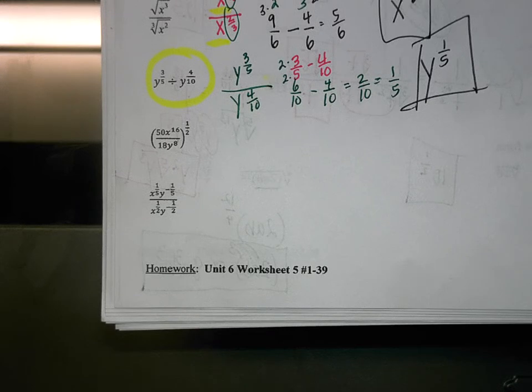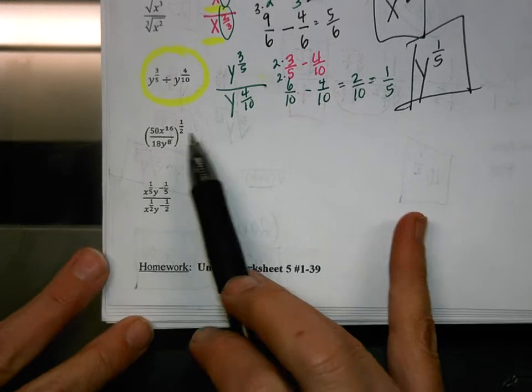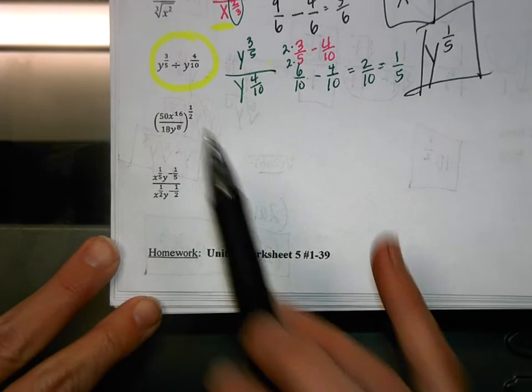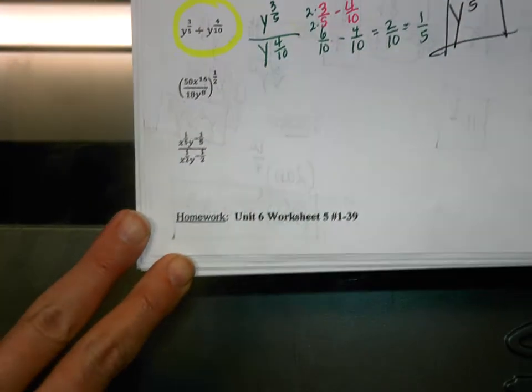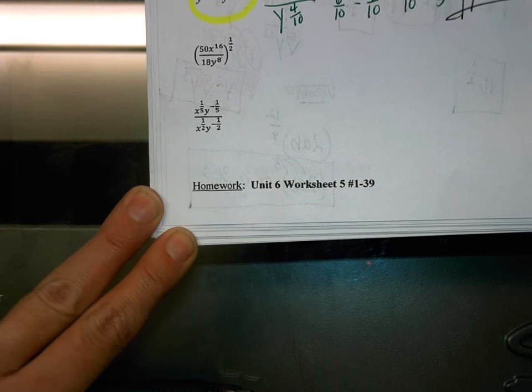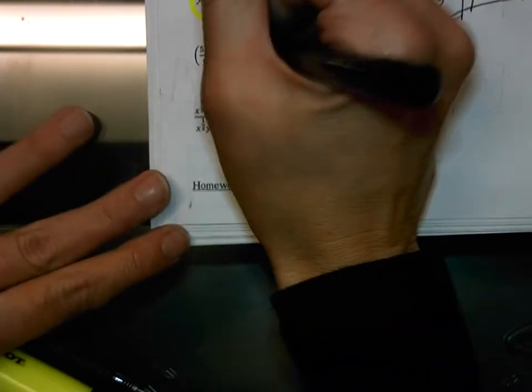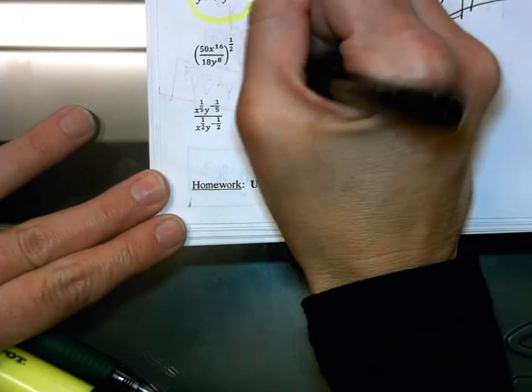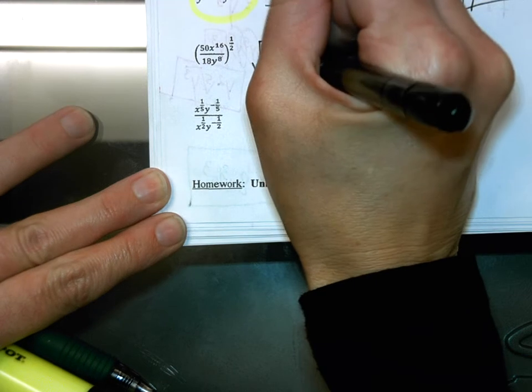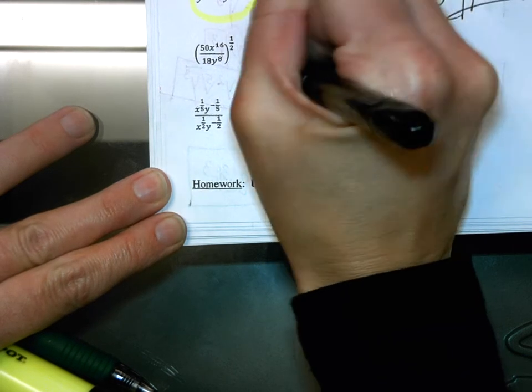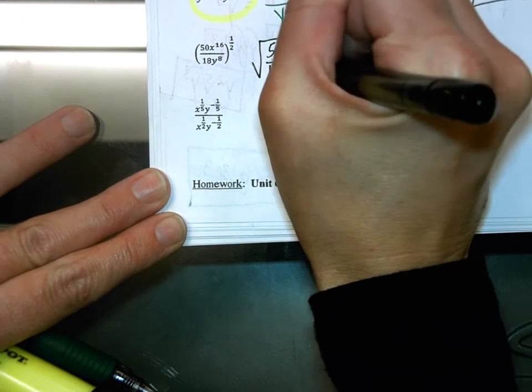Okay, next one. What does this 1/2 out here mean? There's a lot of ways of doing this, but since you guys thought of square root, let's just do it that way. That means that this whole thing is under a square root. The square root of 50x to the 16th over 18y to the 8th.